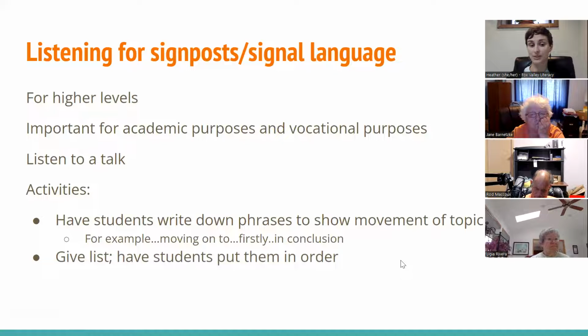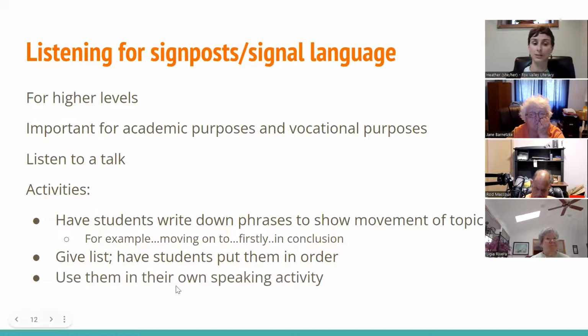You can give a list and have students put those words in order, and then use them in their own speaking activity. So, especially if you listen to a talk, you can do some of these activities with it, and then at the end, have them give a similar talk using these signpost words and phrases, maybe about a topic that they know about and is interesting to them that they'd like to teach you about. Okay, any questions? This one's a little bit harder.